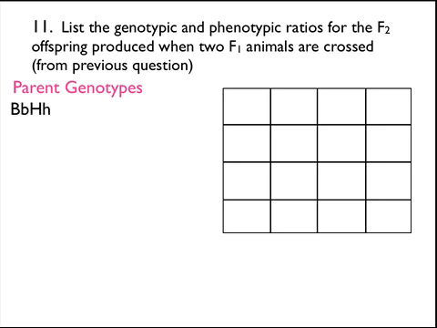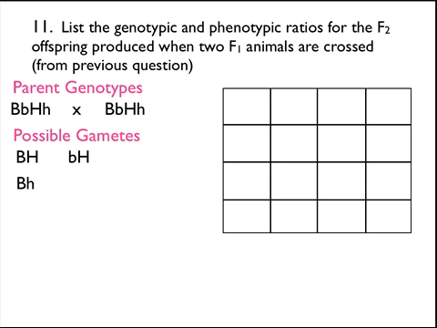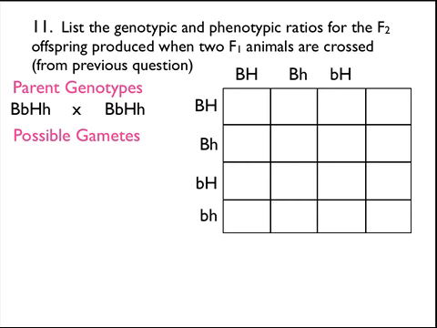So our parent genotypes this time are 2 heterozygous bunnies. Now we've got to do the possible gametes to figure out what we're going to put on our Punnett square. We have big B, big H; big B, little h; little b, big H; and little b, little h. And what we do with these combinations is set them on the side. So we'll move these to our Punnett square, and since each parent has the same combination, we put the same letters at the top as well.